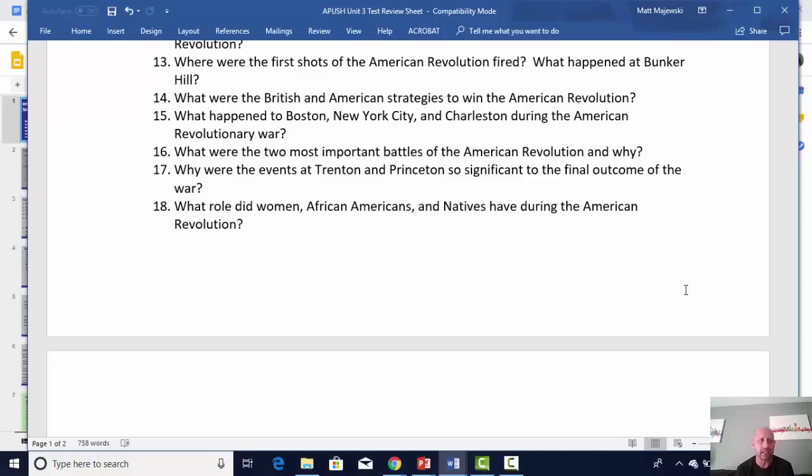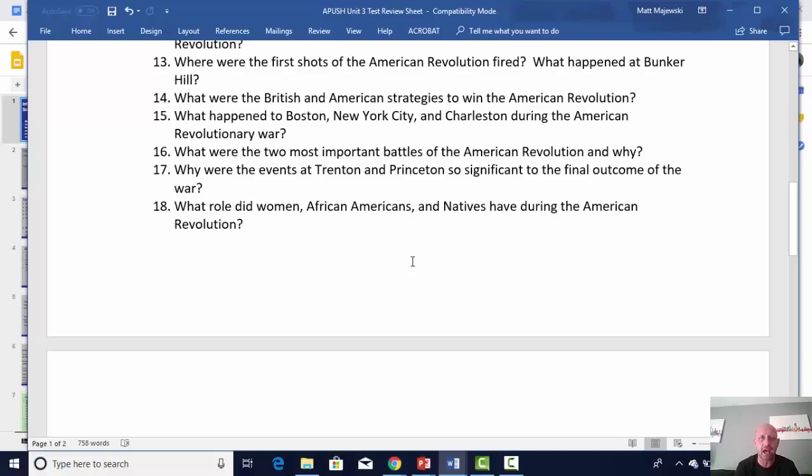17, what were the events at Trenton and Princeton so significant? We're going to skip those because we don't need them. The point is, Washington was critical to victory. He was able to achieve a number of victories when things were really low for the Americans, and he really keeps the war effort going during tough times. That was why he was a master. That was his greatest trait or strength as a leader.